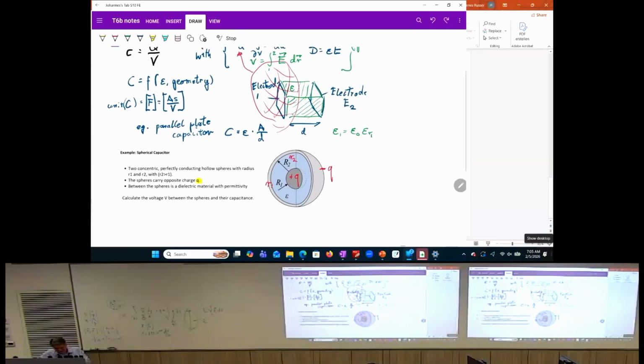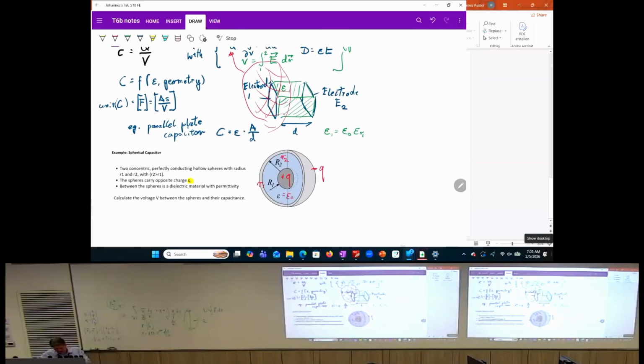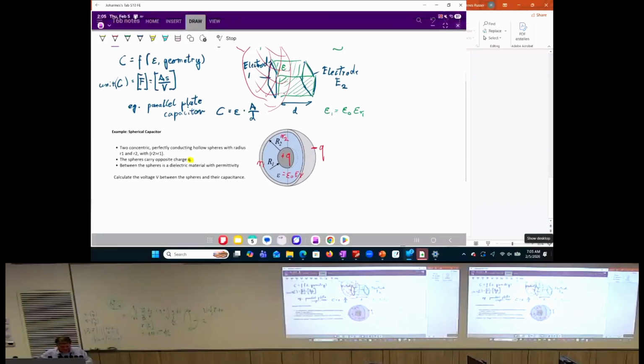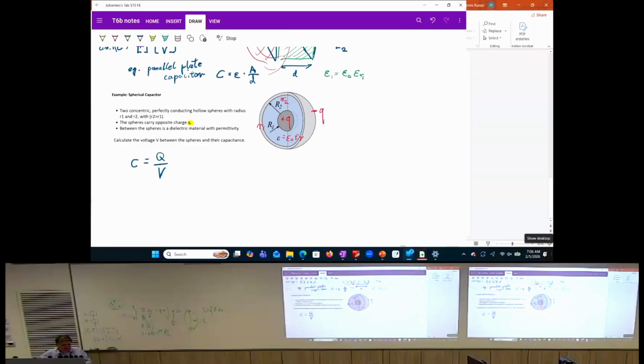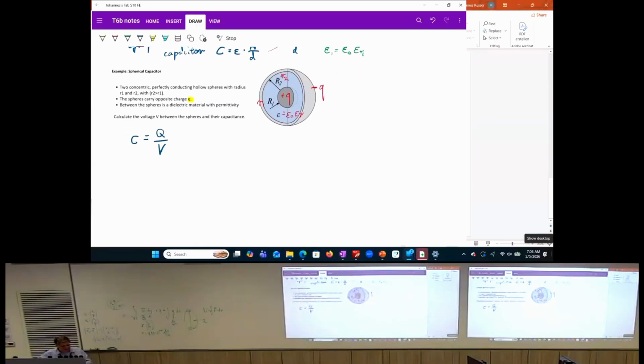This is epsilon, that shall be our epsilon naught times epsilon relative. And we want to calculate the voltage between the spheres and the capacitance. So we want to get to C is equal, this is a definition of the capacitance, how much charge per voltage is this capacitor holding. That means as you increase the voltage, that holds more charge, but this ratio, that is a function of the geometry and of the material parameters.